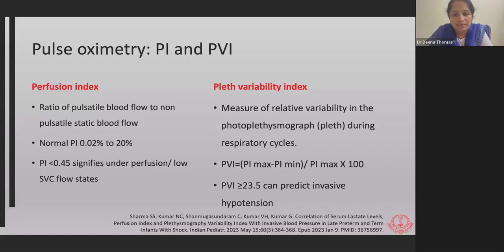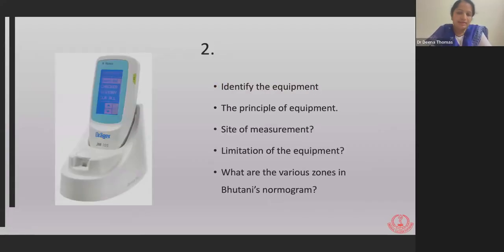What is the pleth variability index? It is the measurement of the relative variability in the pleth of the baby during the respiratory cycle, so it takes care of ventilation and respiratory cycles. It is actually the perfusion index, maximum minus minimum divided by maximum, times 100, so it's in percentages from 0 to 100%. They say that if it is more than or equal to 23.5, that same study by Dr. Chandra and unit in Chennai has predicted that it can predict invasive hypotension better if you have a PVI of more than 23.5.